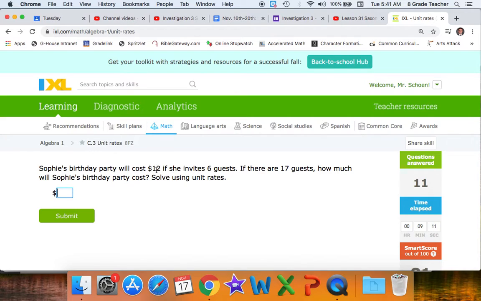So if you take the 12 and divide by 6, you know how much it costs per person. If you know what the unit rate is per person, then you can figure out how much it is per 17 people. So you would take this number right here, 12 divided by 6. 12 divided by 6 is going to give you 2. That means it costs $2 per person wherever they're going. If there are 17 guests, how much will Sophie's birthday party cost? You take that unit rate, 12 divided by 6 gets you 2. 2 times 17 is going to give you a total of $34.